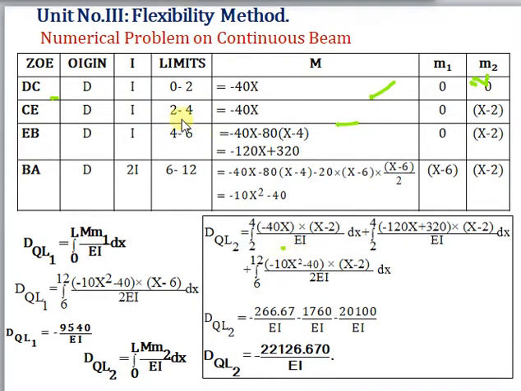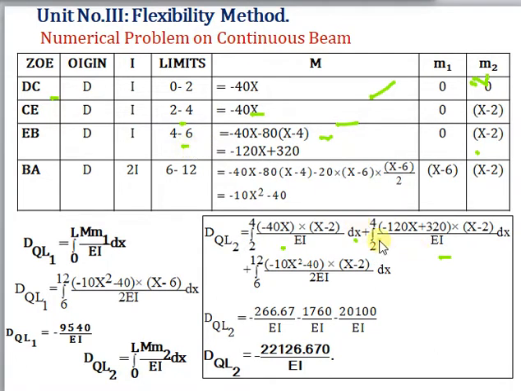So the limit for zone CE is 2 to 4. So integrating from 2 to 4, the value of M is minus 40 into (x minus 2) bracket complete, divided by EI into dx. Now the second is minus 120x plus 320 into (x minus 2). M2 is (x minus 2) divided by EI, integrating from 2 to 4 to 6.